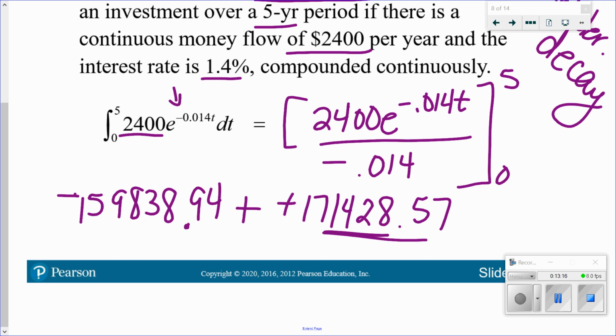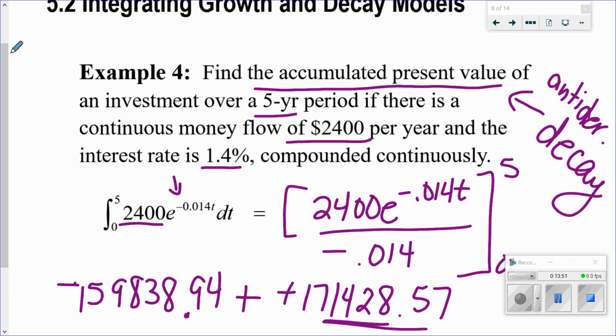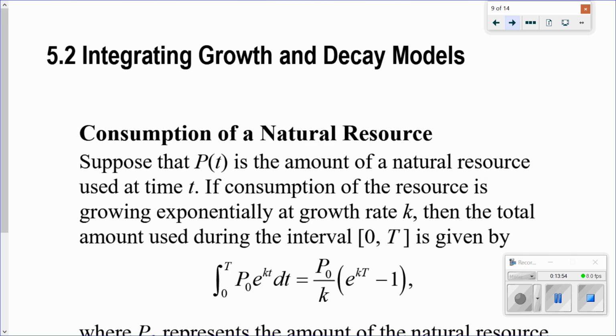So let's go ahead and subtract those. So I have negative 159,838.94. Remember, subtracting a negative means we're actually adding 171,428.57. Okay, so my accumulated present value is $11,589.63. Okay, you have to use the decay model for this.